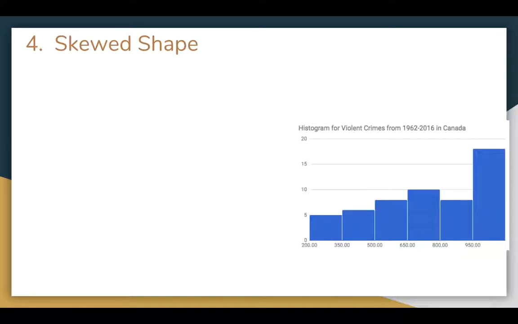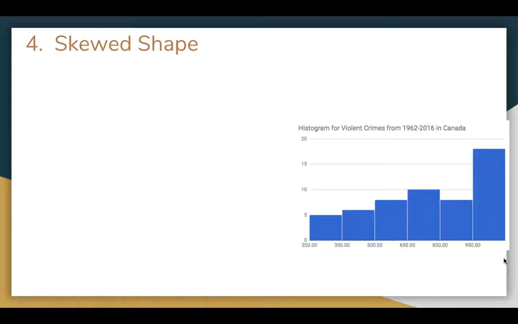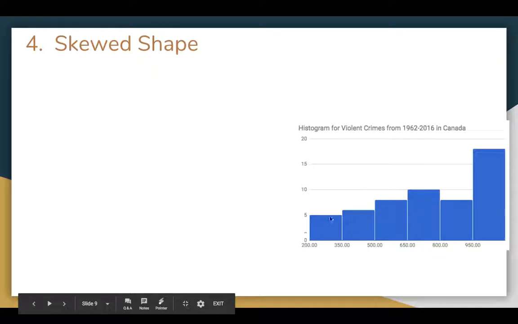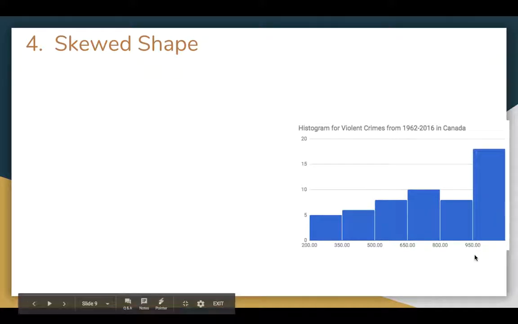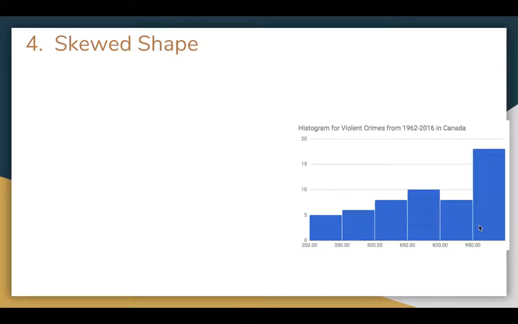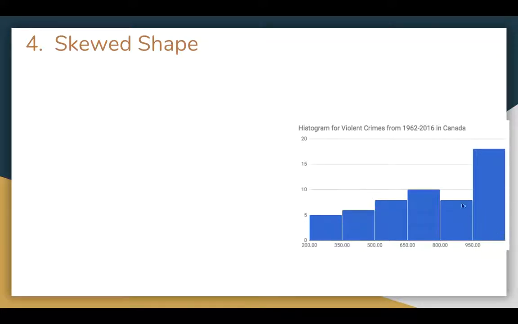A skewed shape. So this is, again, I can put the source in the website or in the slideshow, but this is from Stats Canada. It's the violent crimes from 1962 to 2016. What this isn't is a time series. So this does not say that crime is going up. It doesn't say that at all. It's just saying that there were the most number of years between 950 and I think 150 more, so 1100 violent crimes. So there are the most years in that category.